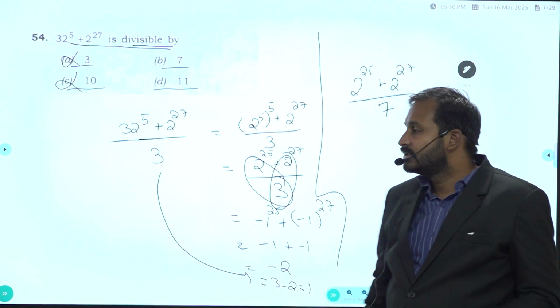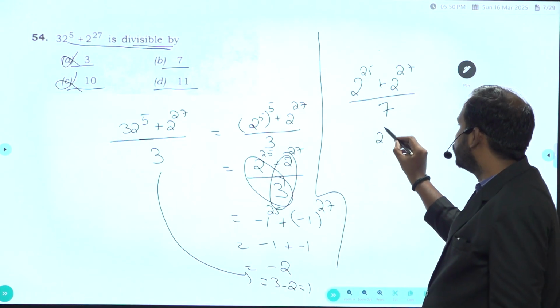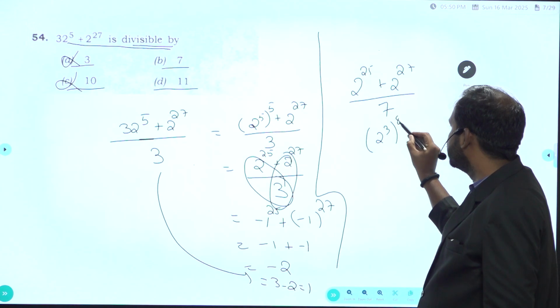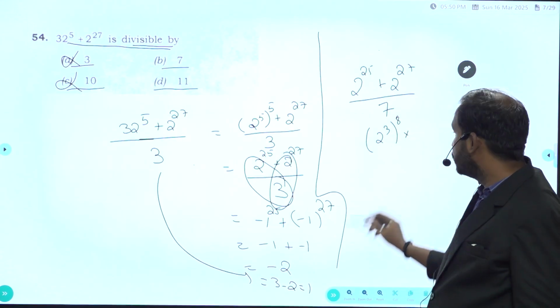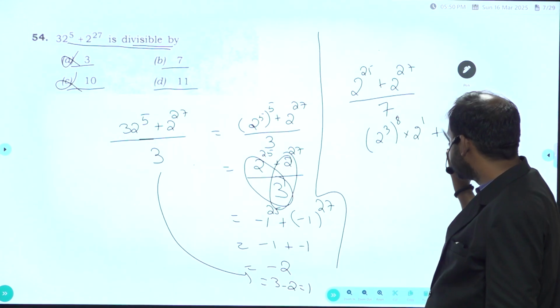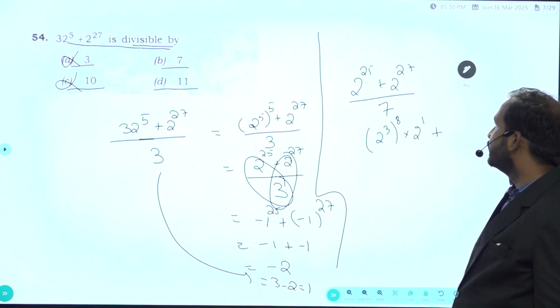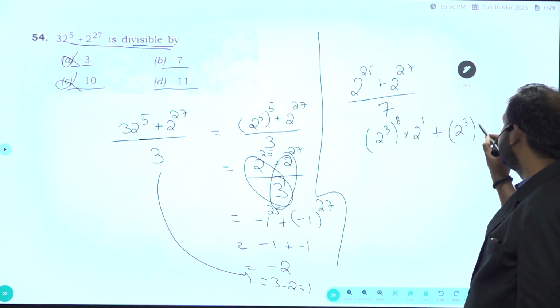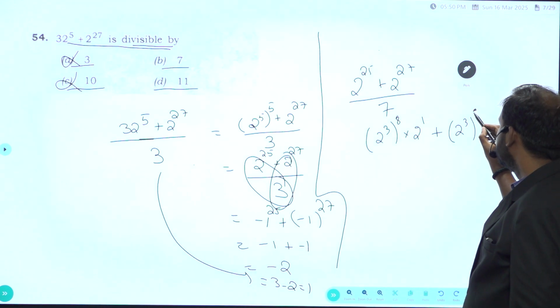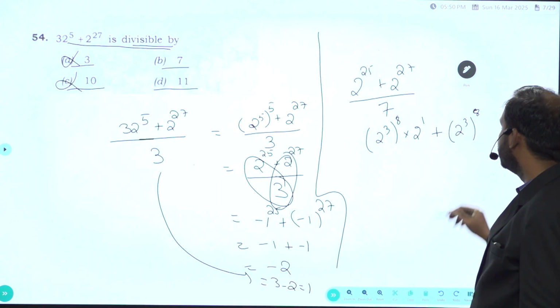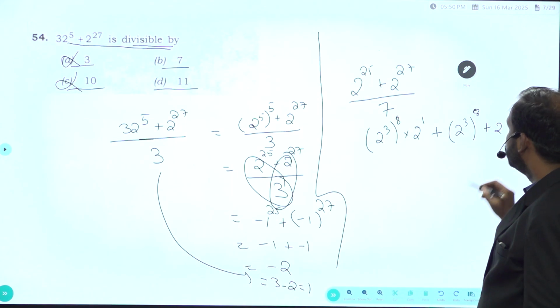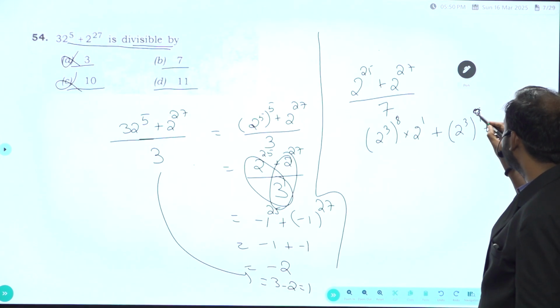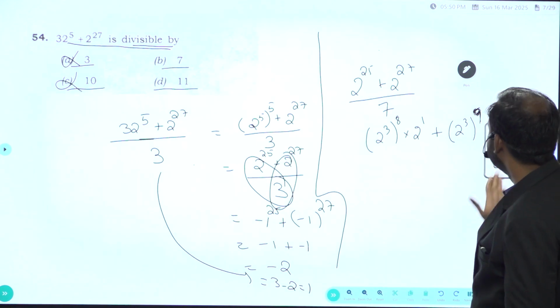2 cube, right? So what I can write this as 2 cube whole to the power of 8. So 3 8s are 24, into 2 to the power of 1, plus what I will get here, 2 to the power of 27 means 2 cube whole to the power of 9. Sorry, directly I can write 2 cube whole to the power of 9, right?